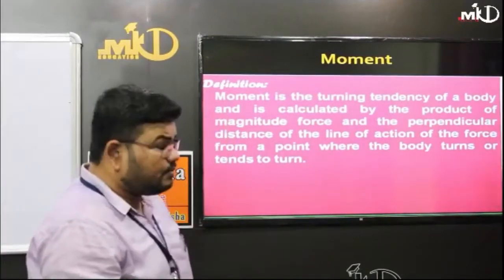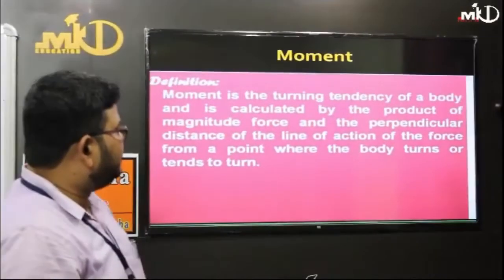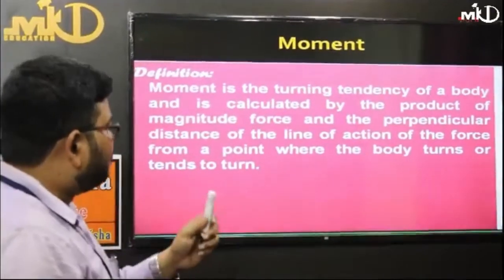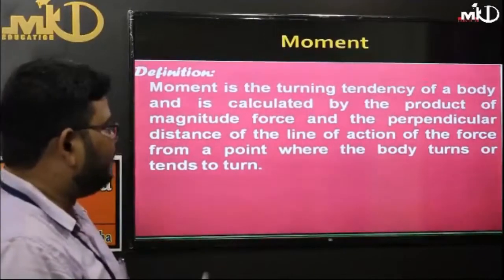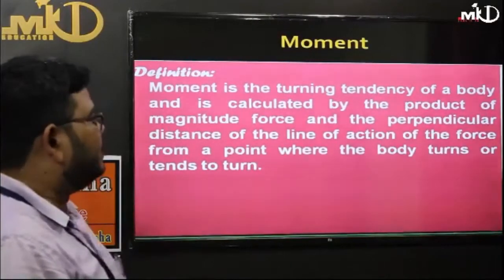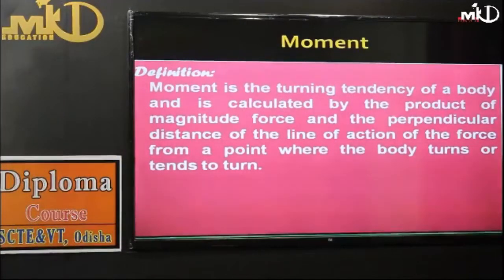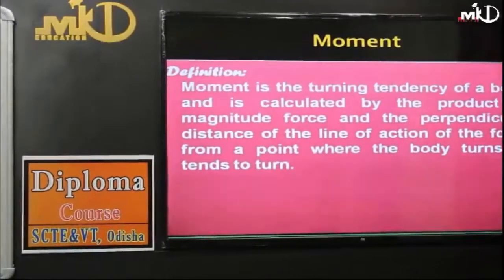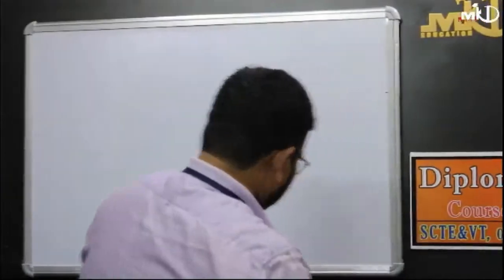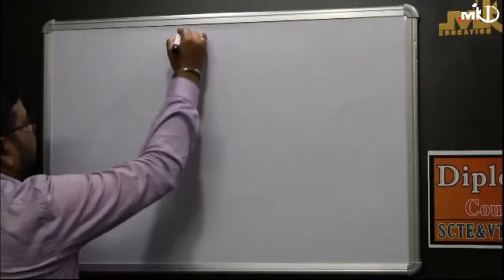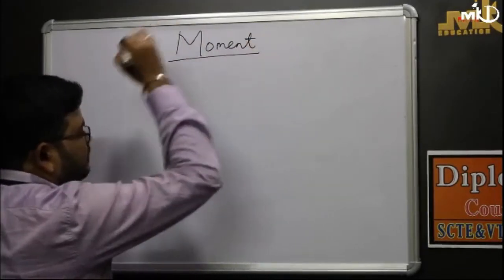So let us see what is the definition of moment. So moment is the turning tendency of a body and is calculated by the product of magnitude of the force and the perpendicular distance of the line of action of the force from a point where the body turns or tends to turn. Now let us understand what is moment first.